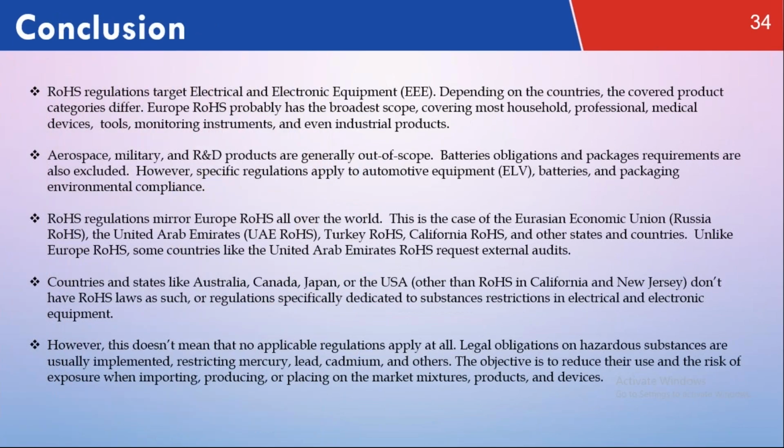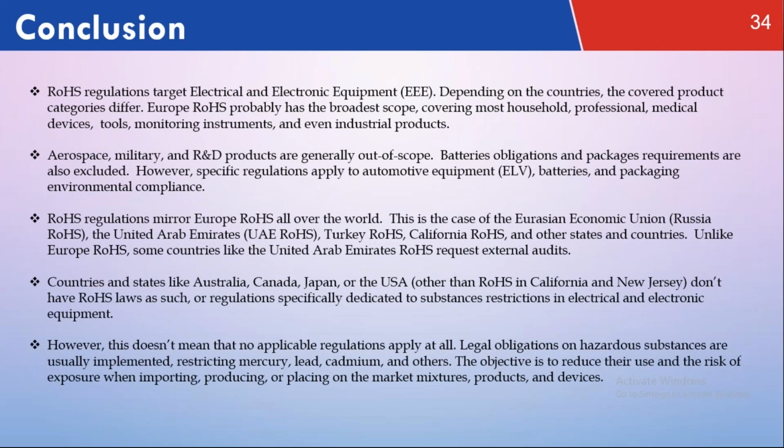On conclusion, the RoHS regulation is targeted mainly at electrical and electronic equipment. Depending upon the country's needs, the covered product categories may differ. European RoHS has the broader scope, which includes most household appliances, professional appliances, medical devices, tools, monitoring devices, etc. Generally, aerospace, military-related products, and R&D products are out of scope. Battery obligations and packaging requirements are also excluded from this RoHS. However, there might be specific regulations applied to automotive equipment, batteries, packaging, and environmental compliance products.